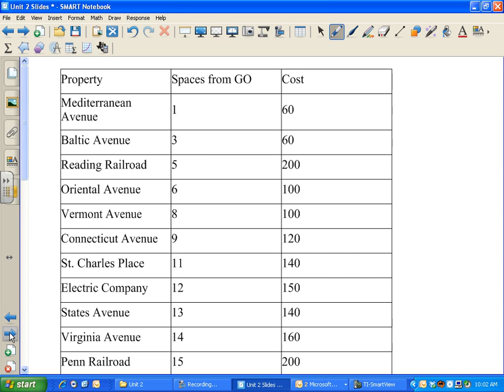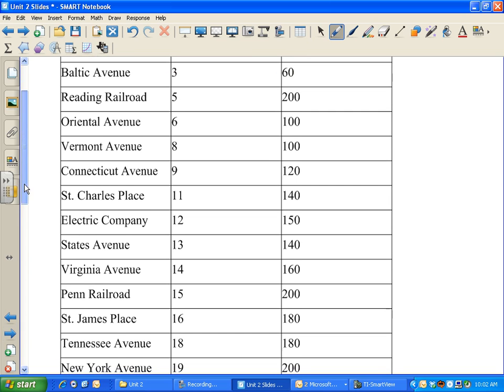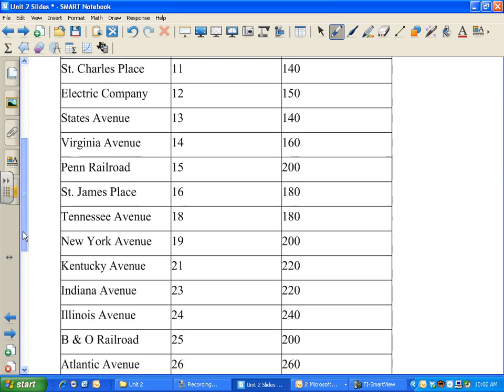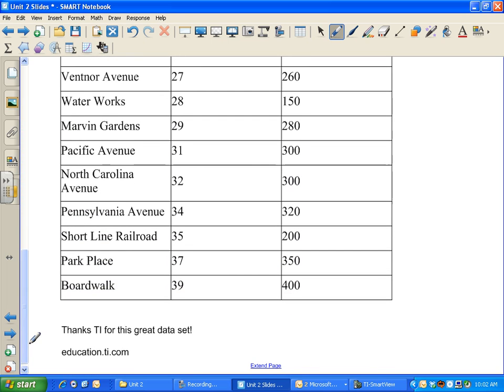What you'll notice is that for each property, I've listed how many spaces it is from that starting position of Go, and how much it costs to purchase that property. So as you scan through this, maybe you'll notice that the further we go from the Go space, the more money it's costing us to purchase those properties. So we're going to use this data set and create a graph to help us see if that relationship that I'm suspecting is really there. Maybe help us see it a little bit better.